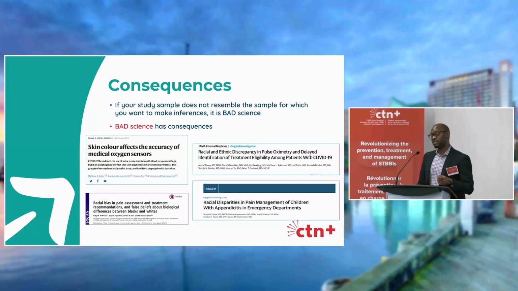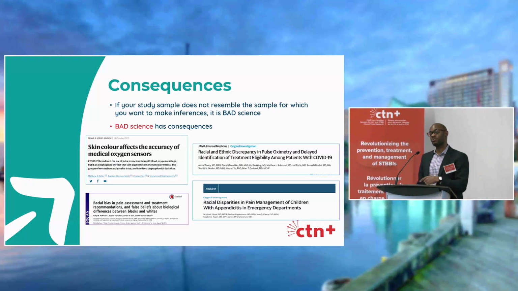Okay, so the next thing is the consequences. We don't include the right people in research, we don't have the right information about them, and then we do bad research, and it harms people, right? Everybody experienced the issues of pulse oximetry in people with darker skin. They weren't getting oxygen during the pandemic because the pulse oximetry wasn't giving accurate readings, right?